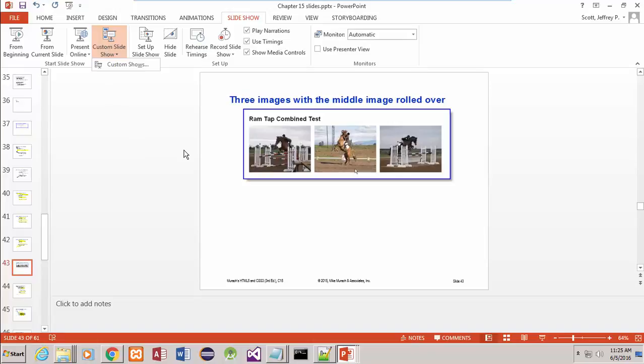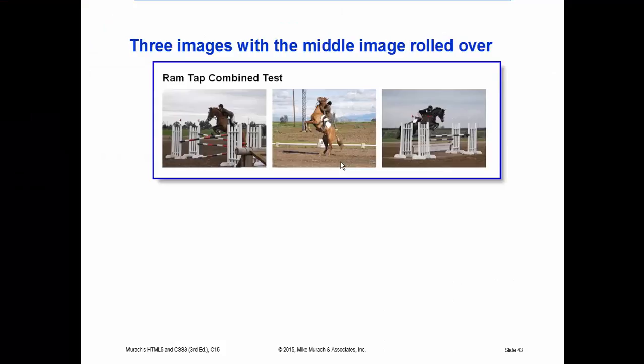So in these examples that are right here, I think, 3 images with the middle image rolled over. The rest of the chapter presents a few applications: an image rollover example, an image swap example, a slideshow example. All right, so it gives you 3 different examples here of things that you might do using jQuery. And the first is an image rollover.